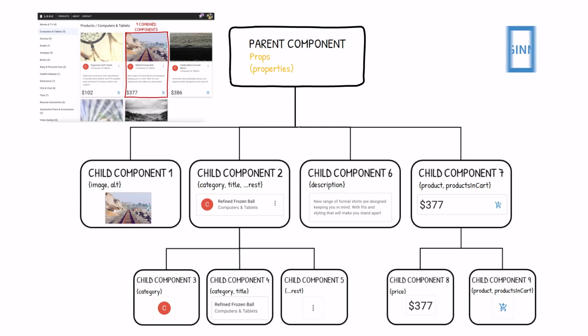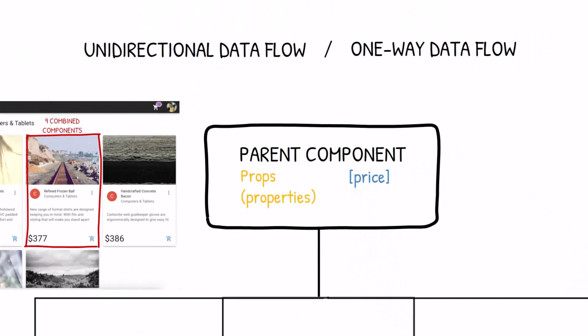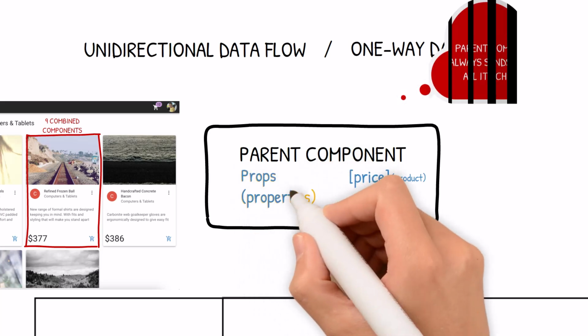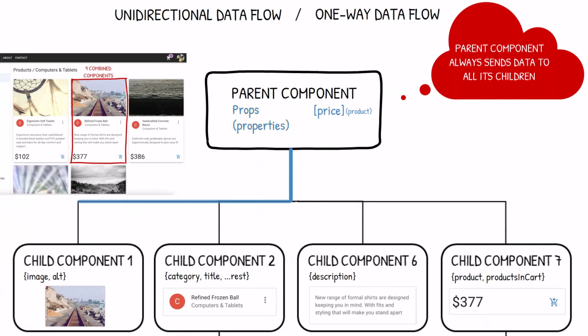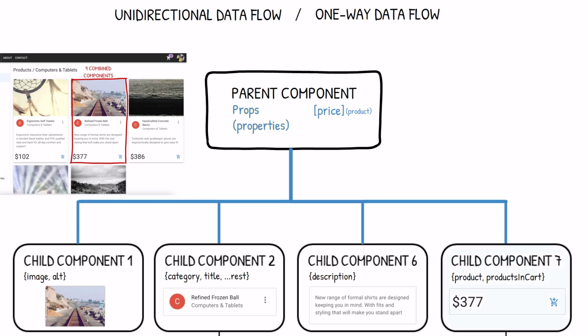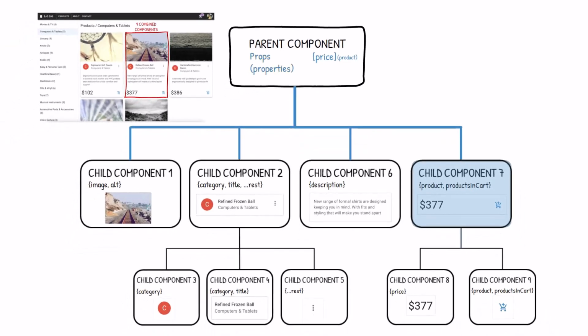Consider a scenario where the product price changes. The parent component receives the information, in this case an updated product from the API, and sends it through props to its children. Each child processes the information. The first 3 children are not affected, the price doesn't influence them, so they do nothing. However, the last component needs the price for one of its own children. It passes the props further.